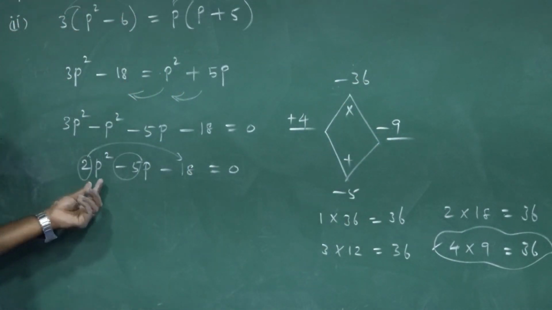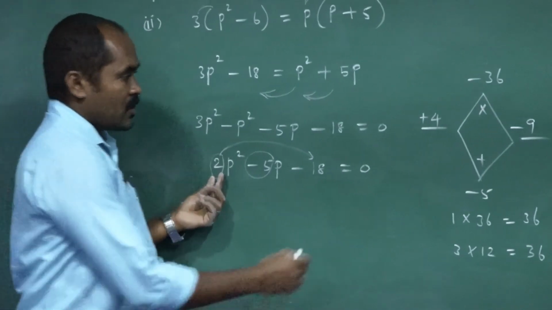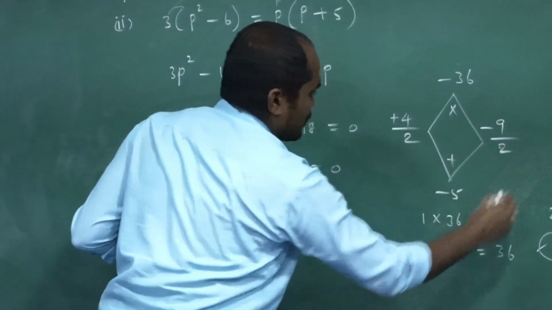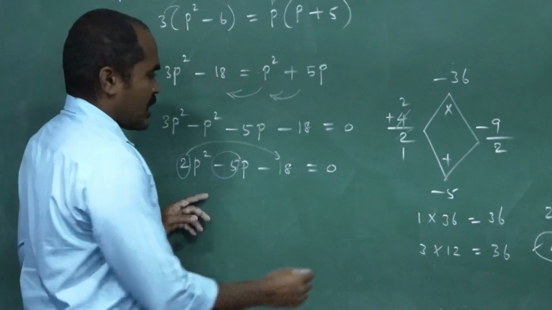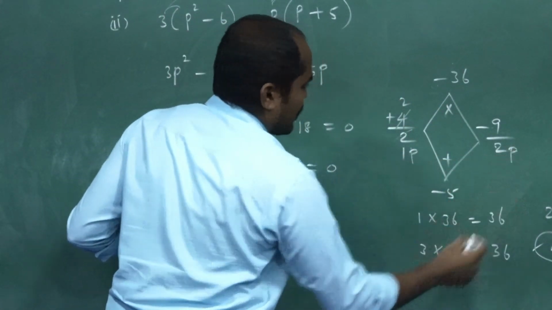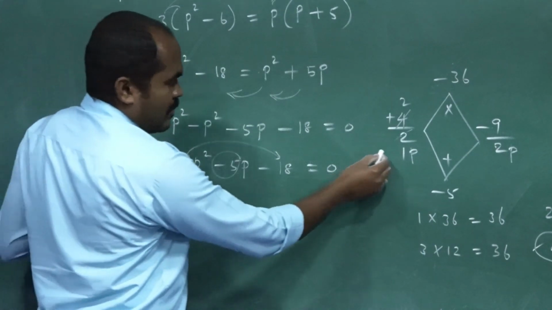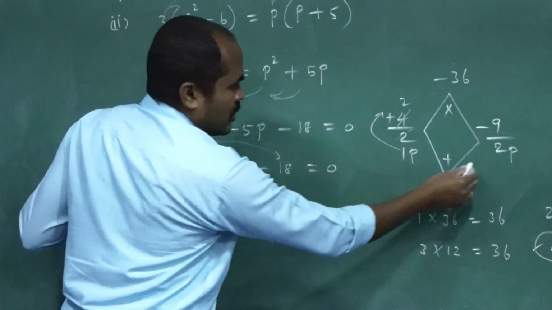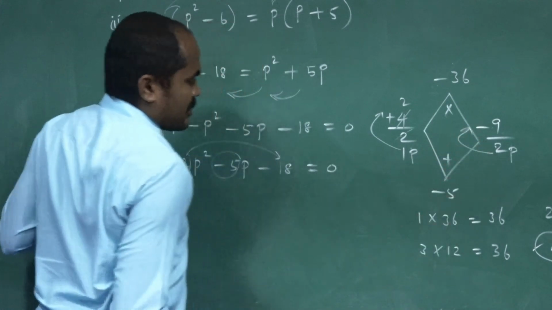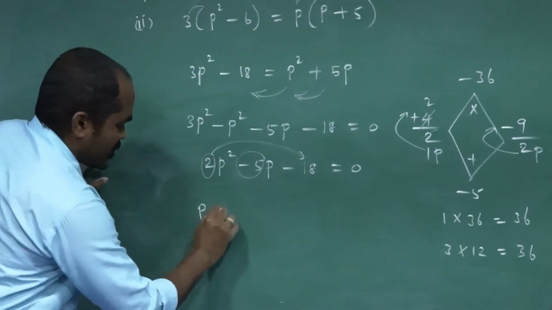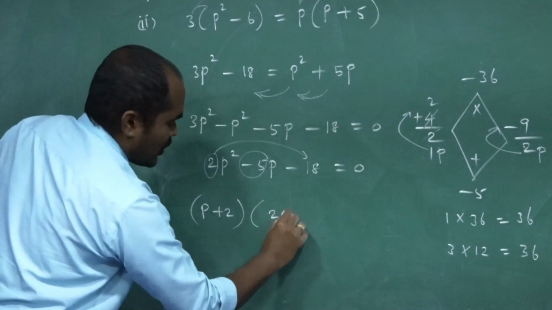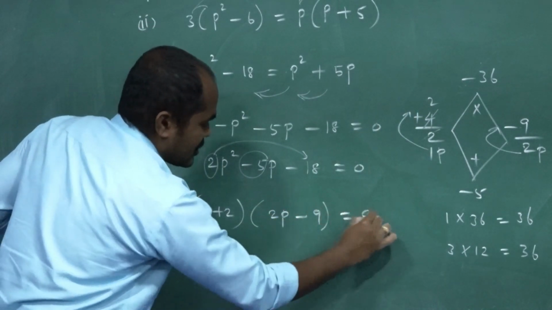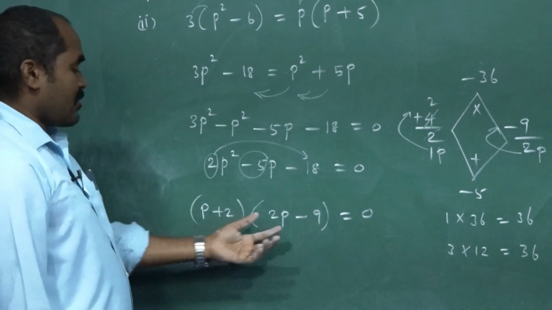So what is the coefficient of p²? 2. Write 2 and 2 here. 1 two is 2, 2 twos are 4, so write p here. How to write the factor form? (p + 2)(2p - 9) = 0. So these are our factors.